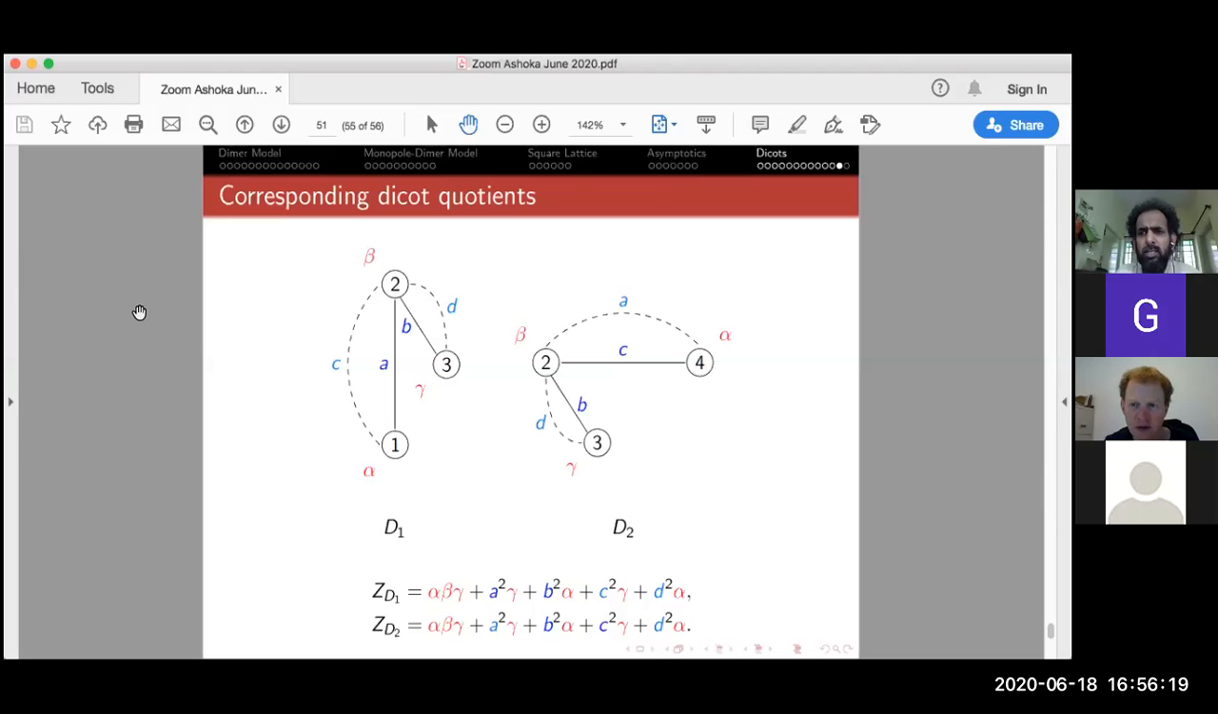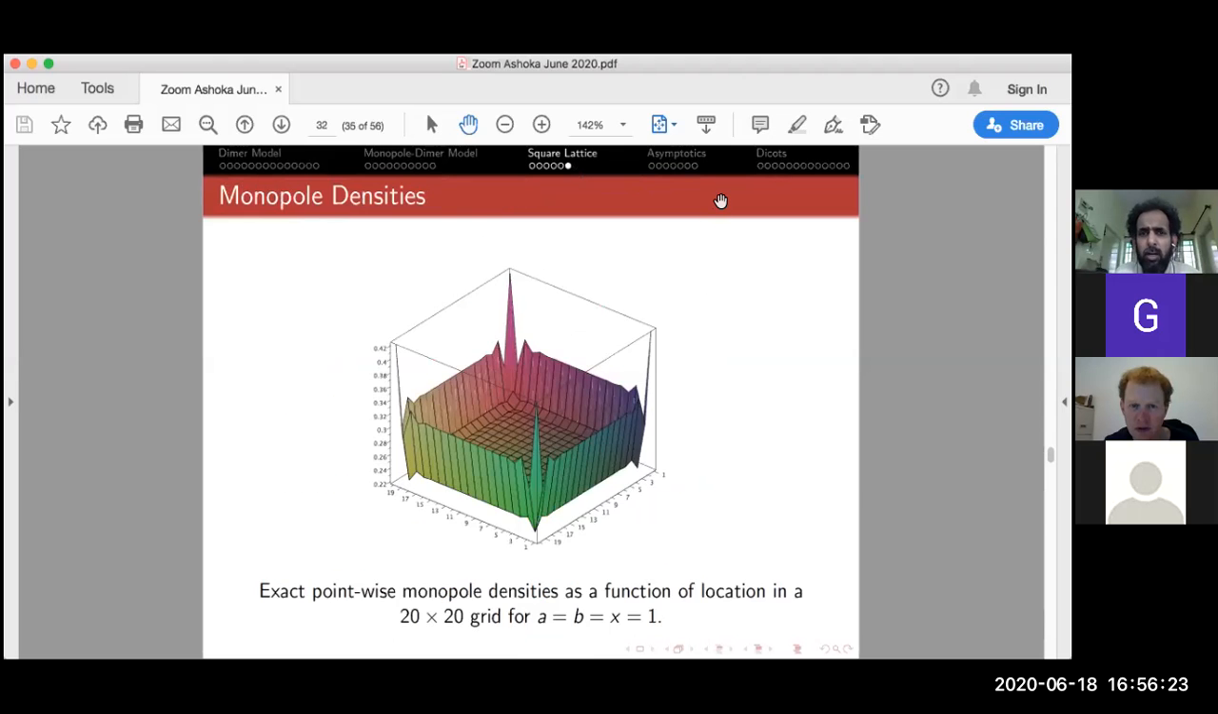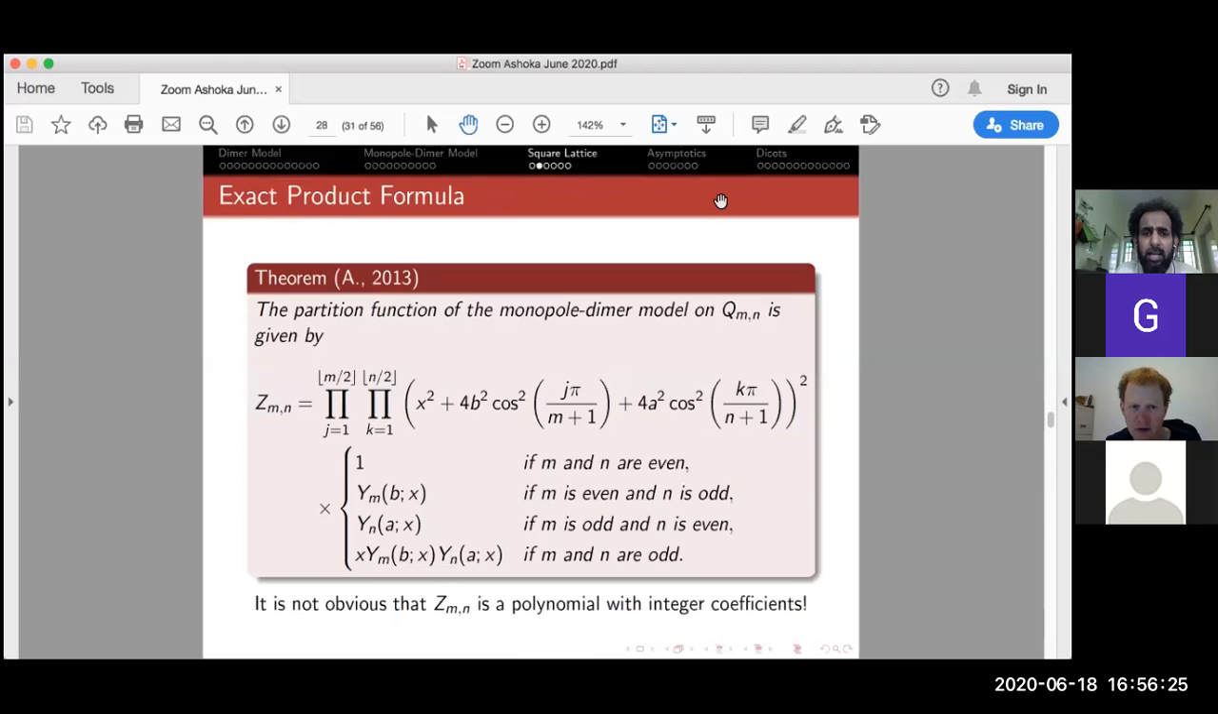No, not necessary. As I said, for the monopole dimer model, M and N could be odd. So here, there are various cases. The monopole dimer model does not require an even number of vertices because you can have any number of monopoles. They are all isolated, so there's no restriction like that. Thank you.